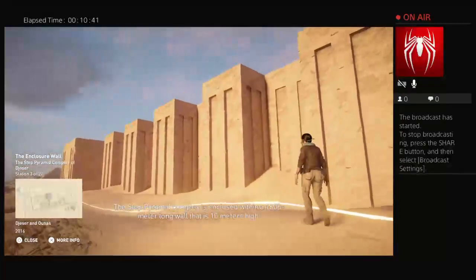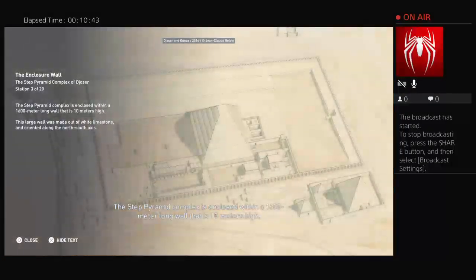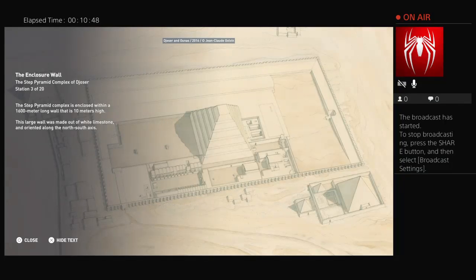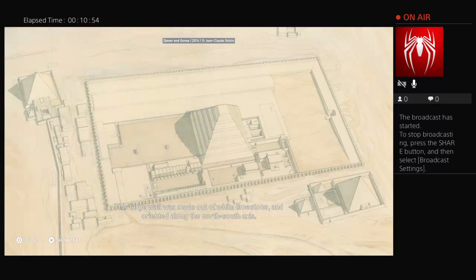The Step Pyramid complex is enclosed within a 1,600-meter-long wall that is 10 meters high. This large wall was made out of white limestone and oriented along the north-south axis.